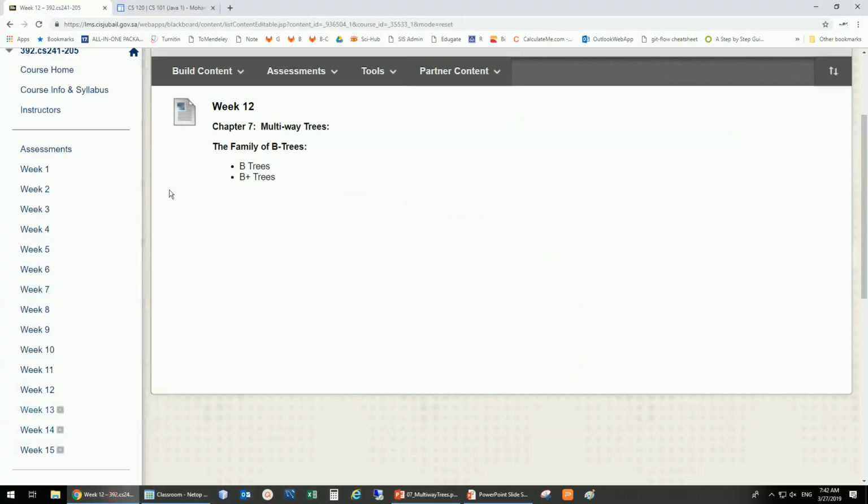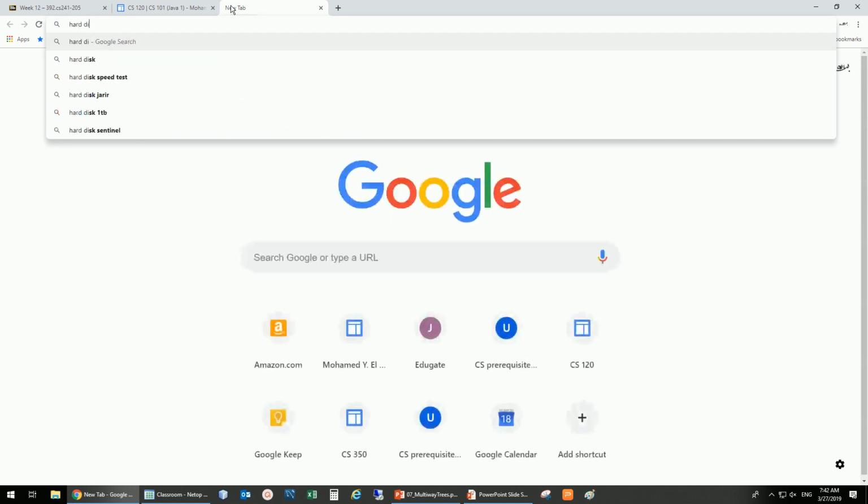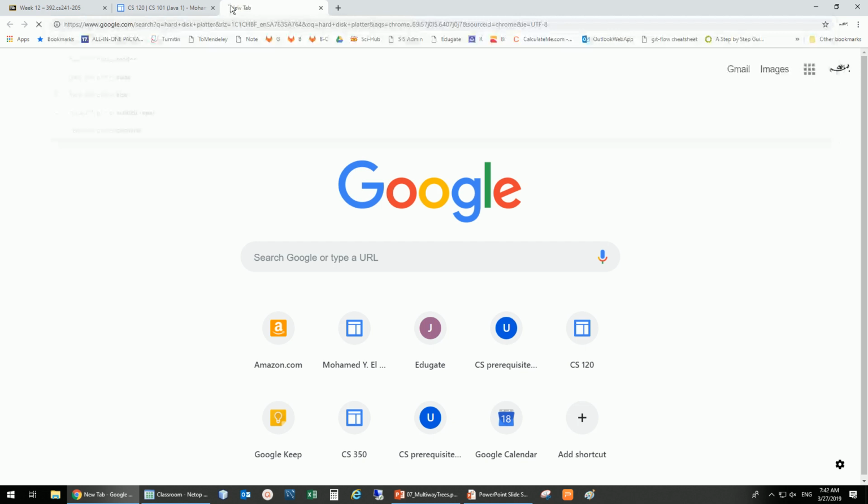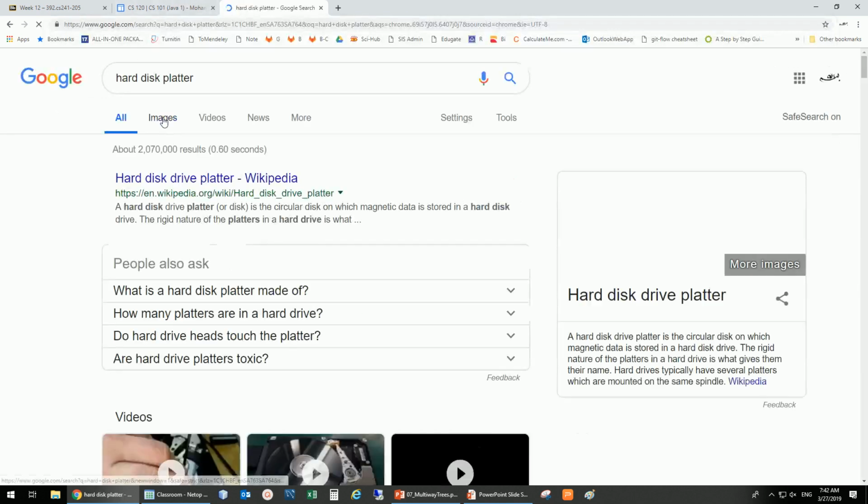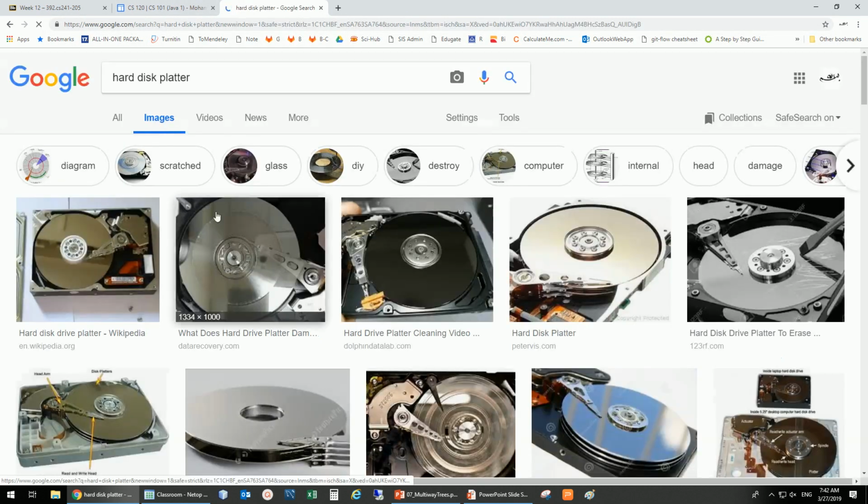from Google here. So a hard disk platters, and let me see maybe some pictures.